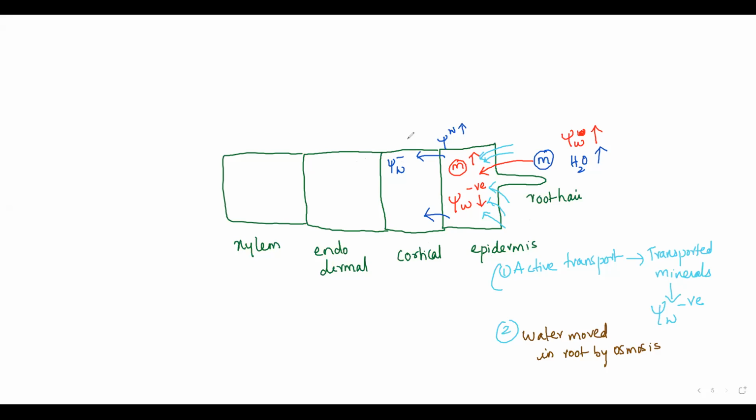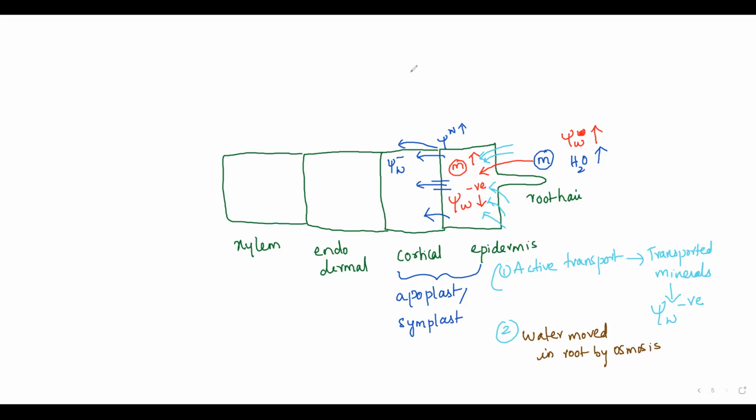So you can see that here from this particular cortical cell to that of the epidermis, the water can move by apoplast through the cell wall. It can either move by the symplast also through the cytoplasm, that is plasmodesmata. If they have plasmodesmata, they can easily move in, or they can move across the cell wall also.